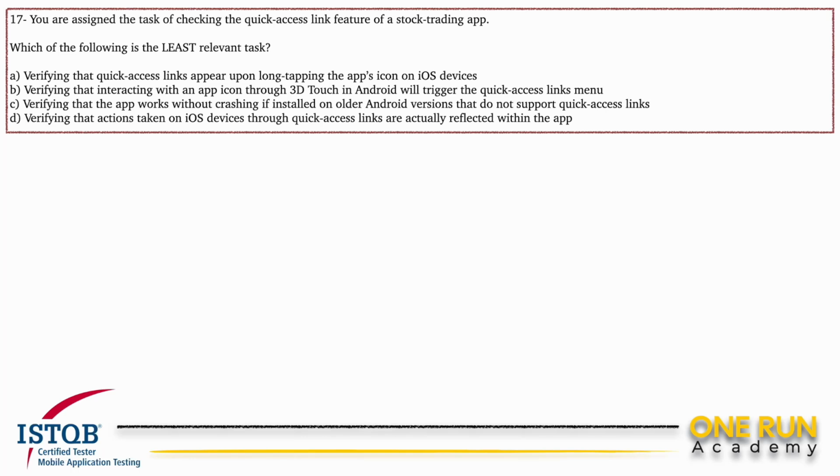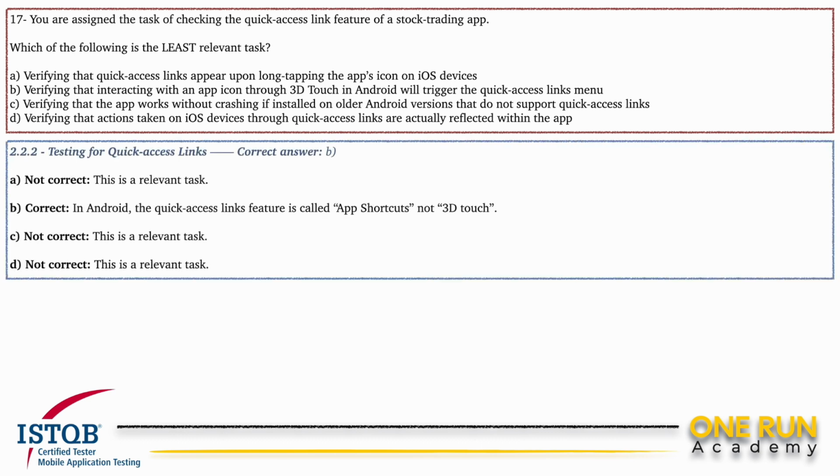Excellent. I believe you can see that all these options are actually relevant to any testing task related to quick access links. However, and if you look closely, option B contains one blunder. Option B stated that the verification process in Android requires triggering the quick access links menu through 3D Touch. This is the incorrect piece of information, as in Android, this is called app shortcuts and not 3D Touch, which is relevant to iOS. Thus, making option B not entirely correct, and this makes it the answer to this question.